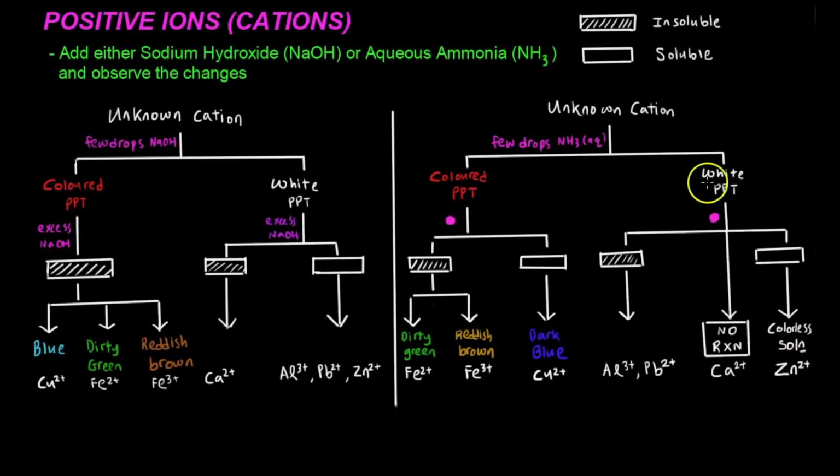Because it's a white precipitate, if it's soluble, the white precipitate will dissolve in the NH3 to give us a colorless solution. Makes sense, right? On the other hand, if it's a white precipitate, and you add excess NH3 and there's no reaction, it's Ca2+. Ca2+ has no reaction with NH3. So this is a rough mind map to show you how to identify cations. Let's move on to the details.